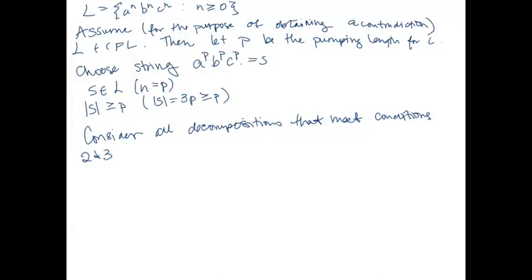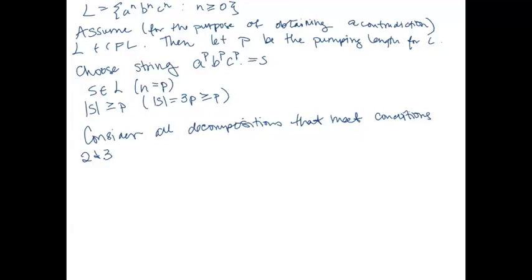So what do these decompositions look like? Notice that we don't have any restrictions on the other pieces. So U could be empty, Z could be empty. The only things that we have are that V and Y are not both empty, and the middle chunk is at most P.